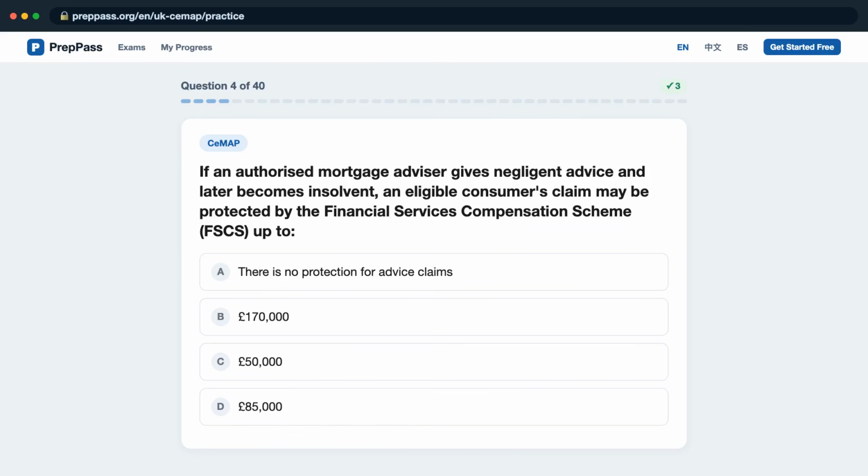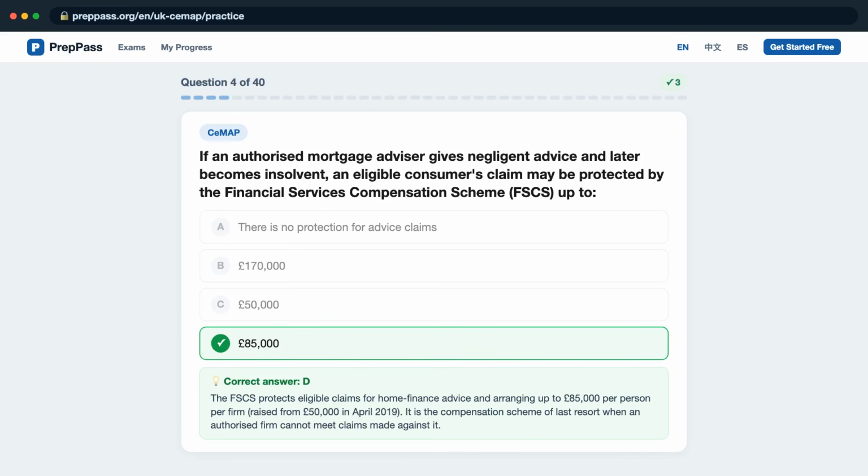Question 4. If an authorized mortgage advisor gives negligent advice and later becomes insolvent, an eligible consumer's claim may be protected by the Financial Services Compensation Scheme, FSCS, up to, is it A, there is no protection for advice claims? B, £170,000? C, £50,000? D, £85,000? The correct answer is D.